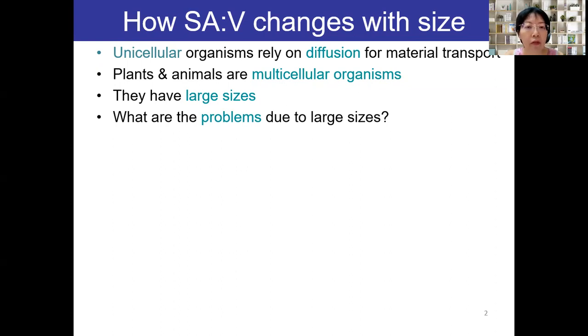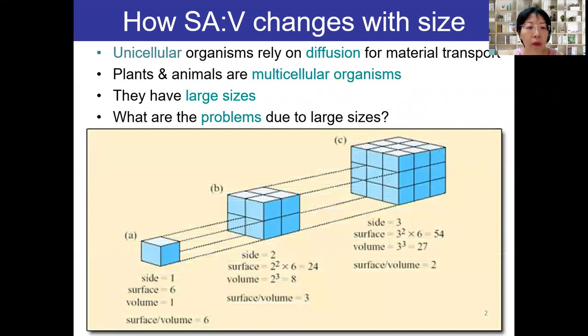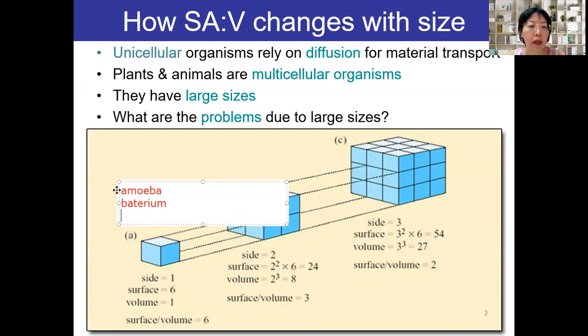So let us look at the diagram to illustrate. Here you have three cubes, A, B, and C, to represent three different organisms of different sizes. A is only made of one cube. Let's say this one cube represents one cell. So this is a unicellular organism that you've mentioned. It could be amoeba, it could be bacterium, it could be paramecium.